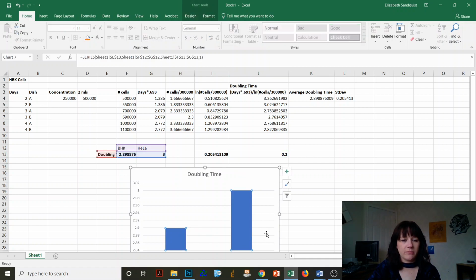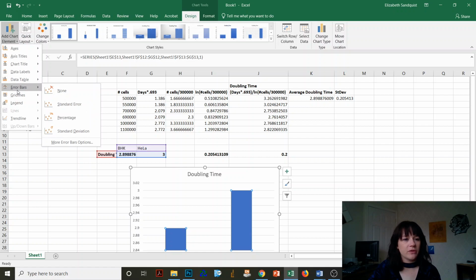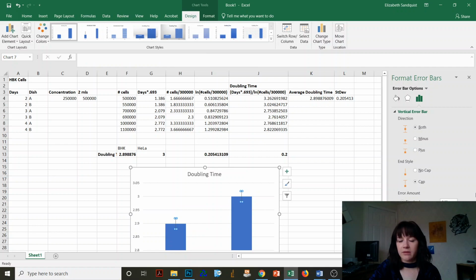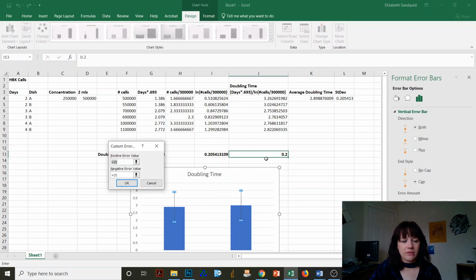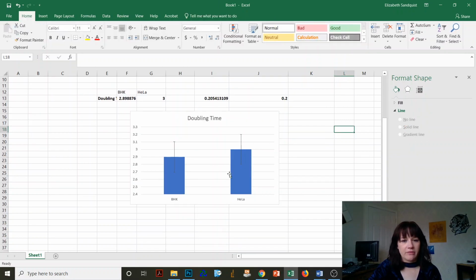We're going to click on our figure, go to Design, Add Chart Element, and Error Bars. Within Error Bars, you're going to select More Error Bars Options, and down here on the right, you can choose Custom. Next, we're going to specify the value, and you're going to highlight both of these numbers for the positive error value and also for the negative error value. All right, so now we have a graph with error bars.